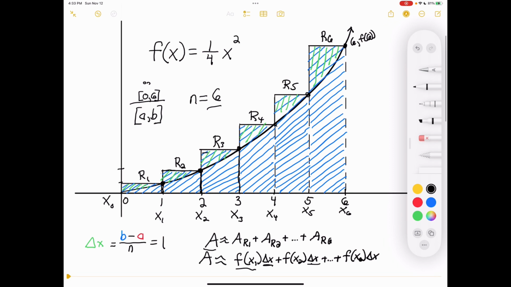I think a much better way to go about this would be to use sigma notation, or summation notation. And if you don't know how to do that, check my channel. I'll have a video explaining how to use sigma notation, but I'm going to assume you know how to use sigma notation. And I can rewrite this big, long, unwieldy sum as the following.